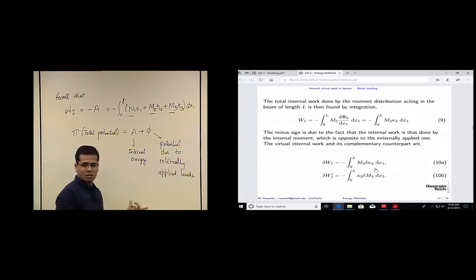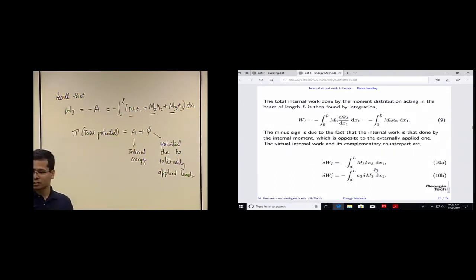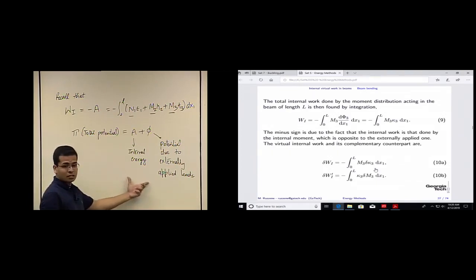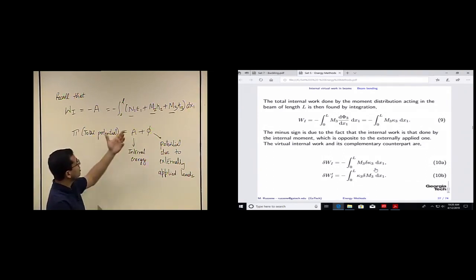We used this to derive total potential expressions for the 1D beam, for the rigid bar, 1 degree of freedom systems, 2 degree of freedom systems, and so on. So we will use the same thing. It's just that internal energy in this case would be derived using the work done instead of the spring potential that we used to have as the internal energy in the rigid bar systems.